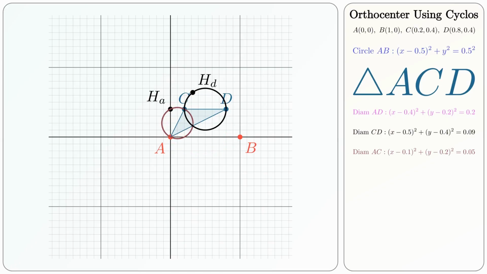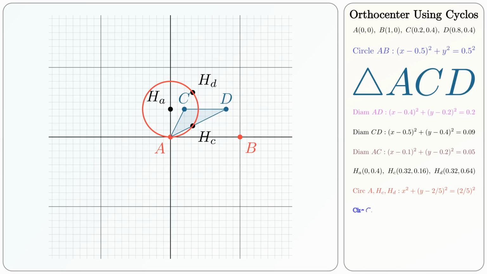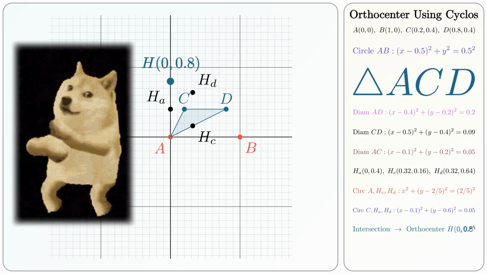You ask, why do we do this? Well, it's because the orthocenter which we want to find lies on the same circle. Watch here. If we draw circles passing through A, HC and HD and another through C, HA and HD, point HD is one intersection point, but the second intersection point is the orthocenter H. And that's how we solved it guys.